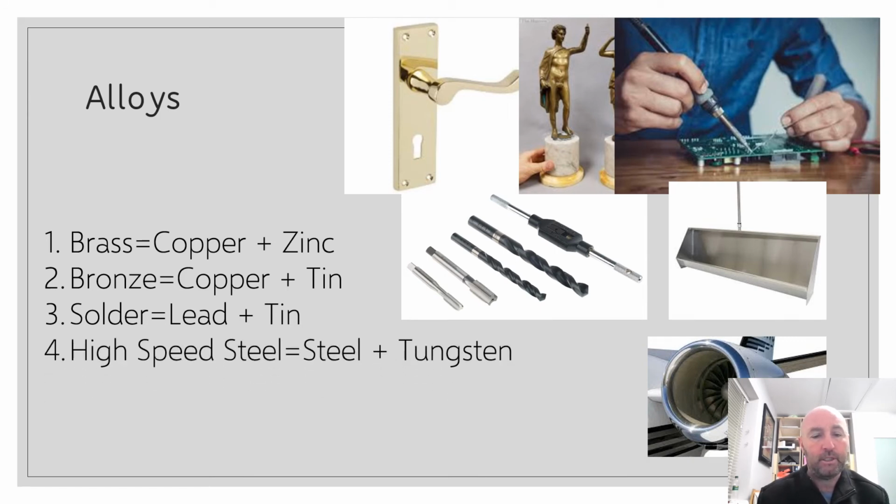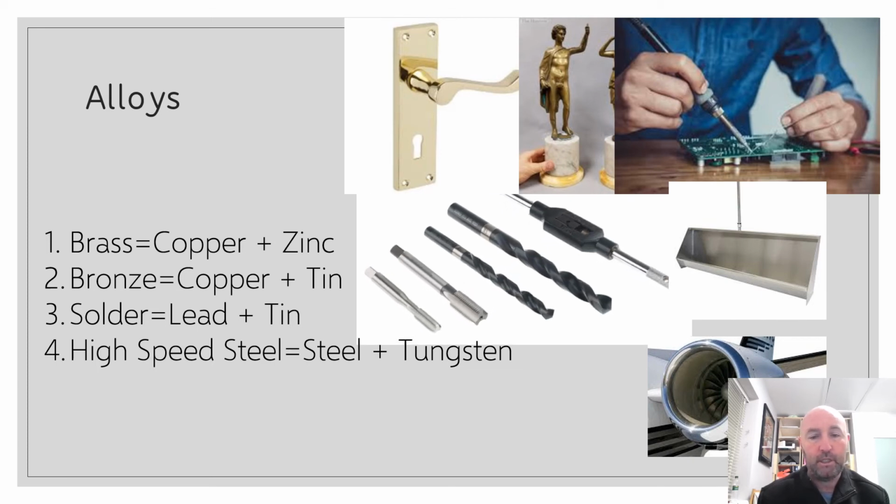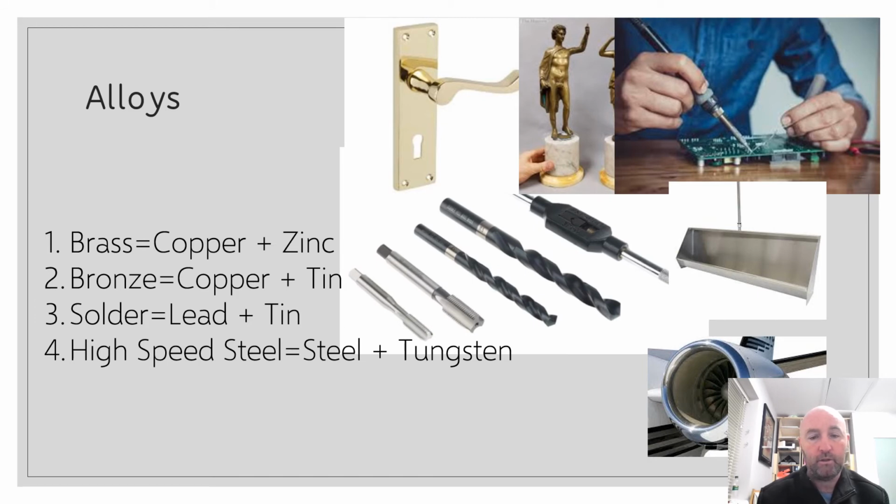Now high-speed steel is an alloy, and that's steel mixed with tungsten. Now high-speed steel is used for making drill bits and taps for cutting threads and anything that involves cutting really, where it's quite hard and it holds its edge.